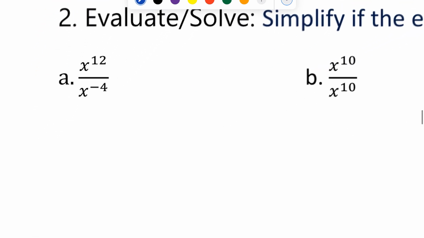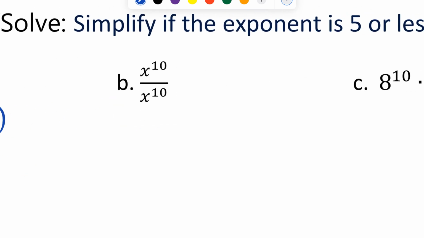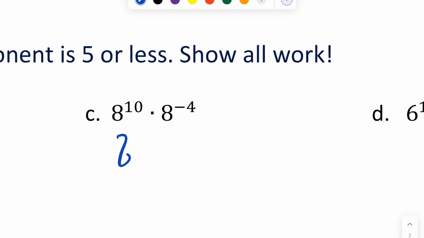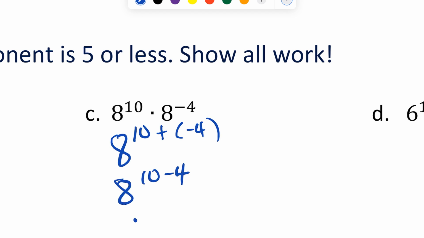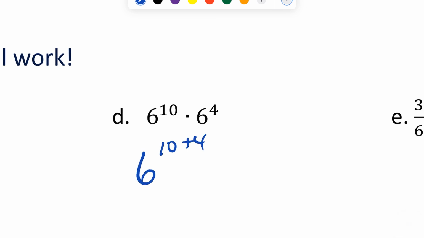Okay, so again, we're going to evaluate. So I subtract my exponents. Minus minus, we never believe in minus minus, so that will get me x to the 16th power. This would get me 10 minus 10 as an exponent, so that would be 0, as long as x does not equal 0. This one, 8. I add my exponents, which is the same as 10 minus 4, so that's 8 to the 6th power. This one, I write down my base, I add my exponents.